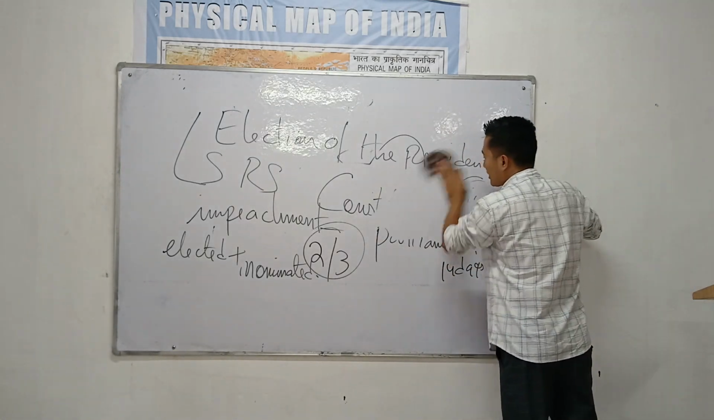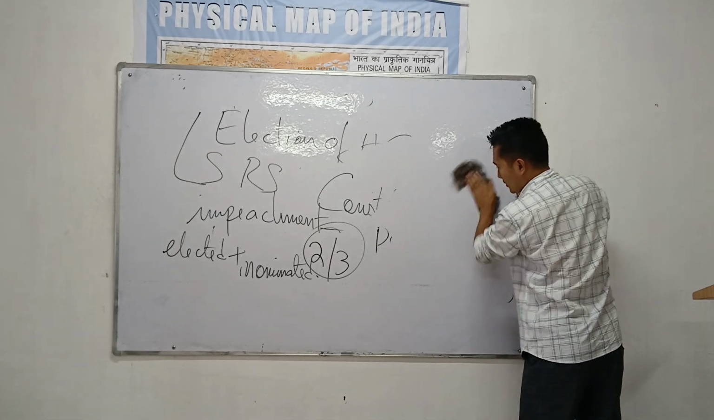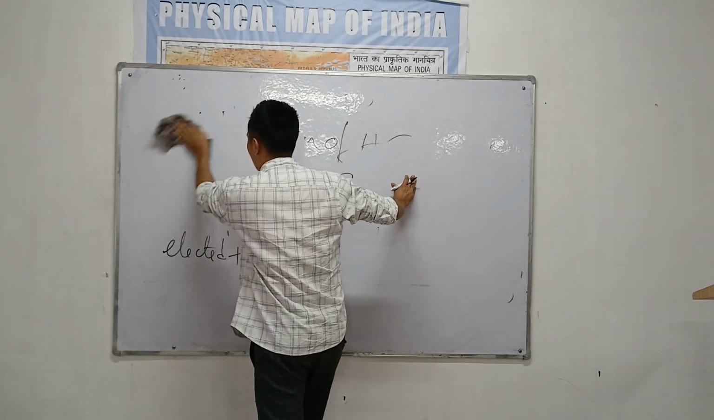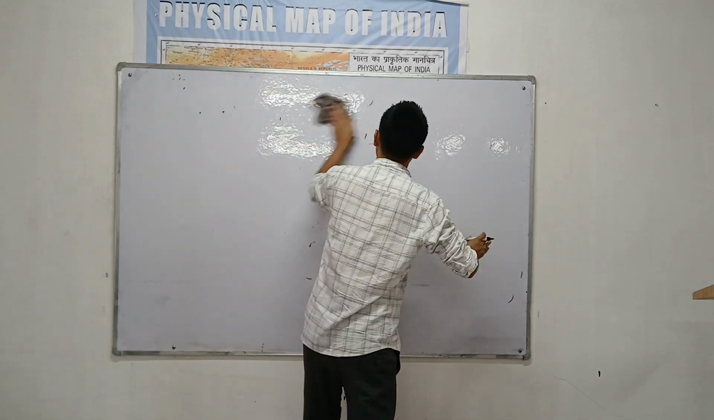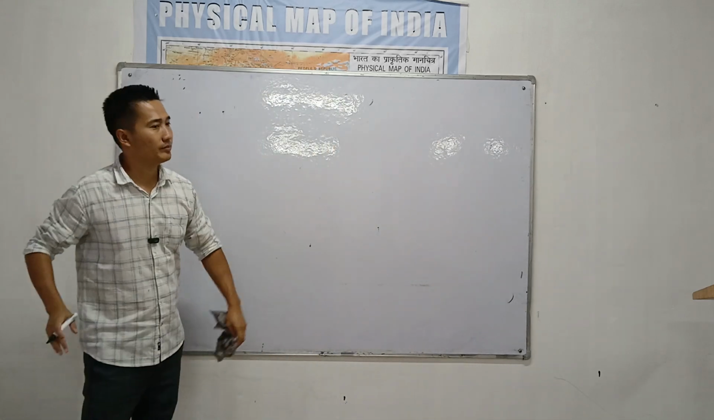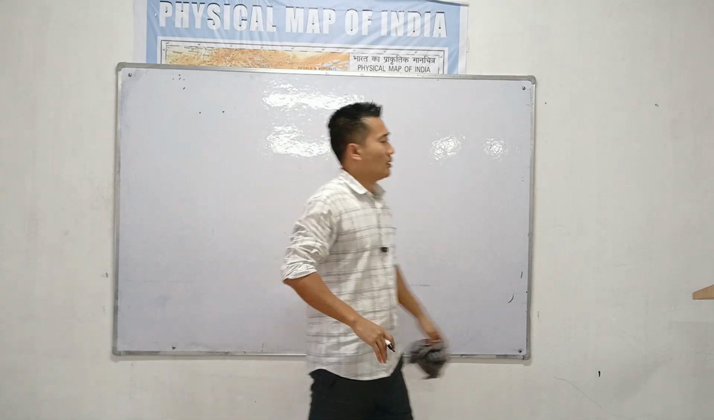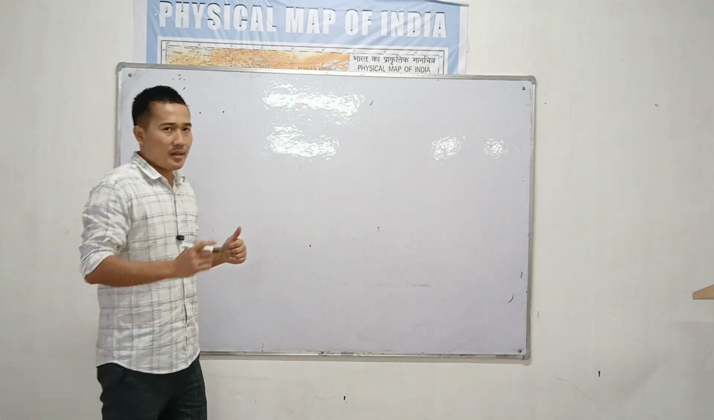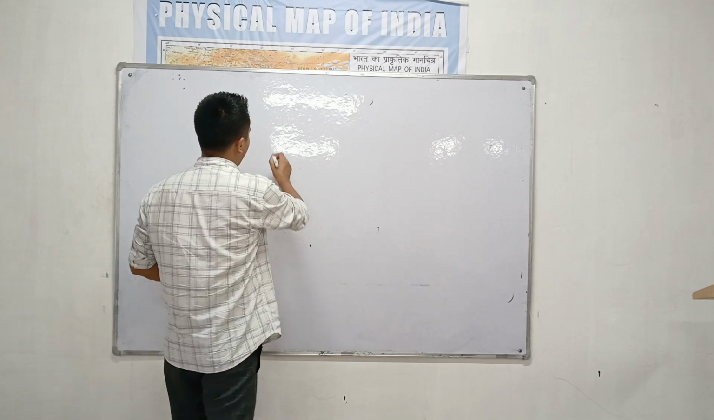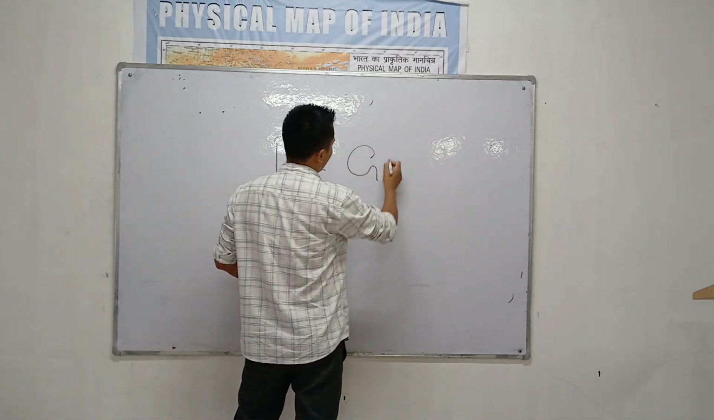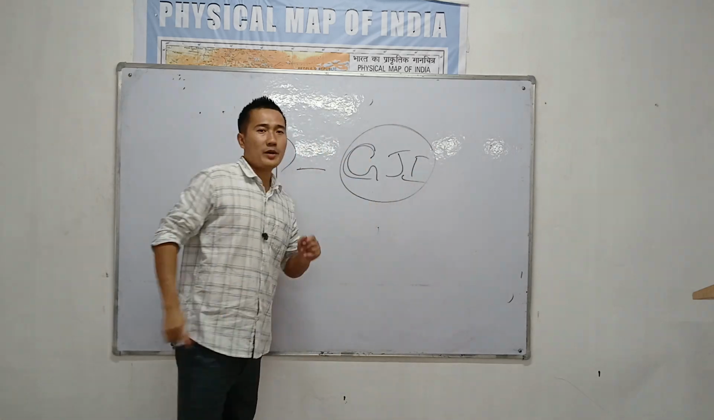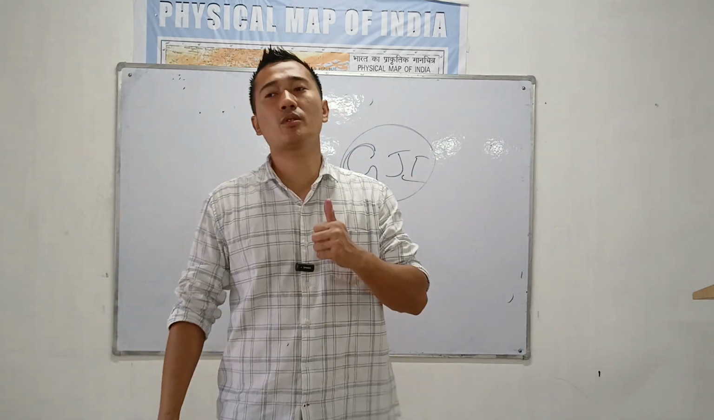Now today we will discuss the powers and functions. And remember, one more thing you have to remember. The president, once he gets elected, should take oath from the Chief Justice of India. This is too important. The president, before he assumes the office, should take oath before the Chief Justice of India.